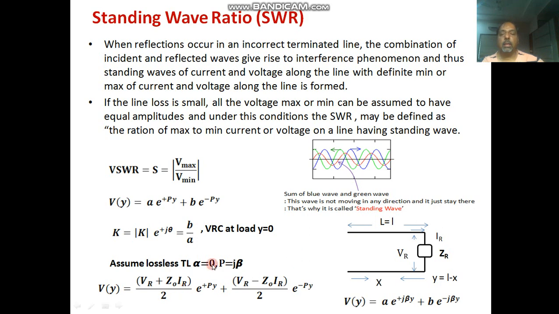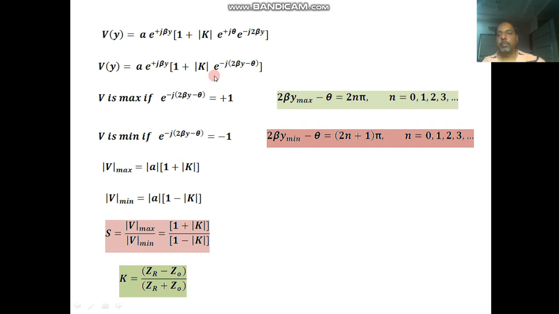We assume here that loss is small, which means alpha is very small, so we can neglect alpha. So alpha is equal to 0. In that case, p is equal to alpha plus j beta, so with alpha 0, p, the complex propagation constant, is equal to j beta. Putting in the value of p, you get a e to the power plus j beta y and b e to the power minus j beta y.